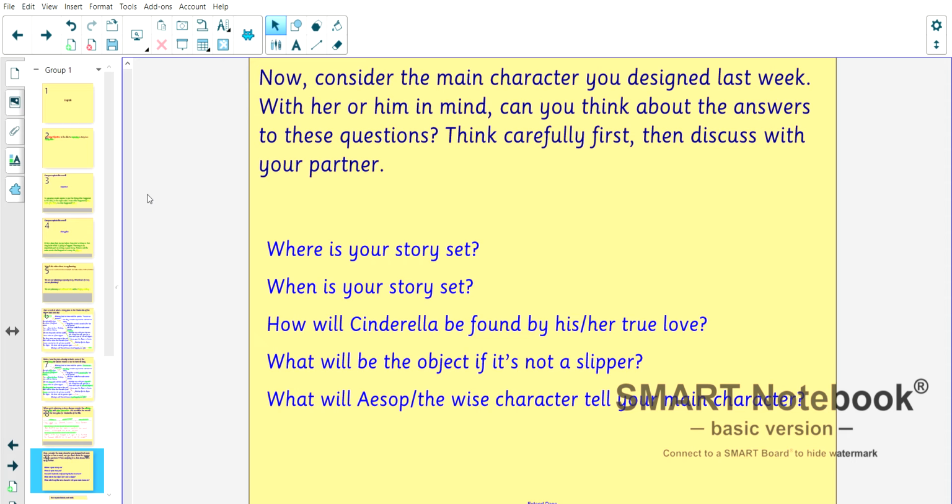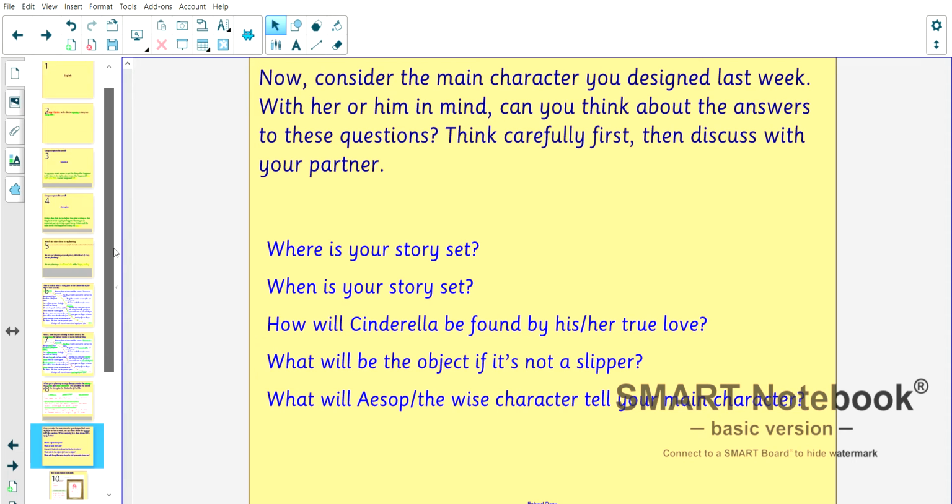Where is your story set? When is your story set? How will Cinderella be found by his or her true love? What will be the object if it's not a slipper? And what will Aesop or the wise character tell your main character? Pause me here.